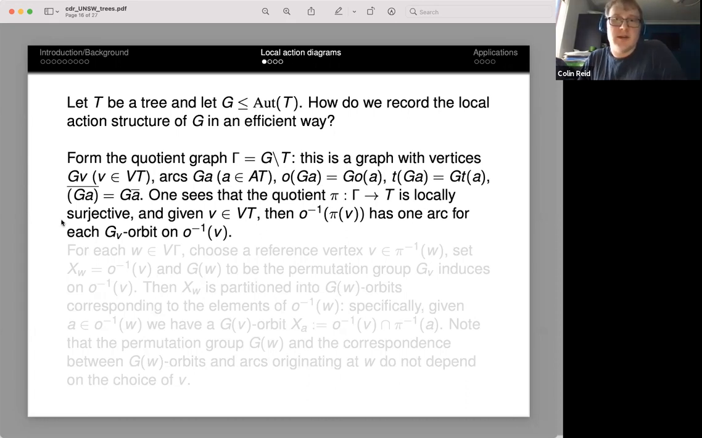Yeah, so I said locally surjective here, not locally bijective. So it's not the universal covering tree in general, but it is locally surjective. And given a vertex of the tree, if we map it to gamma and then take all the arcs that come out of the vertex of gamma, then we get one for each G_v orbit.